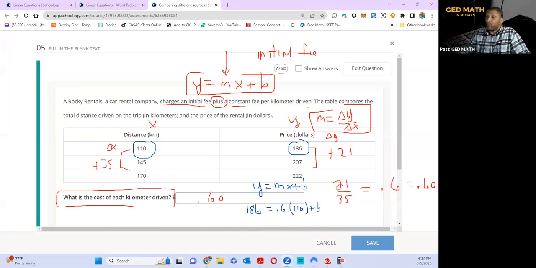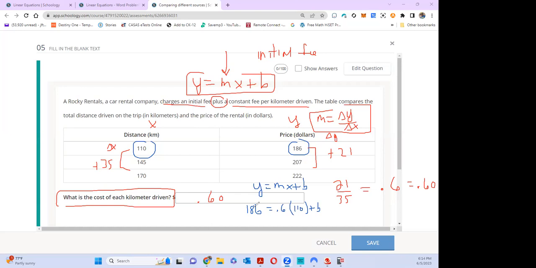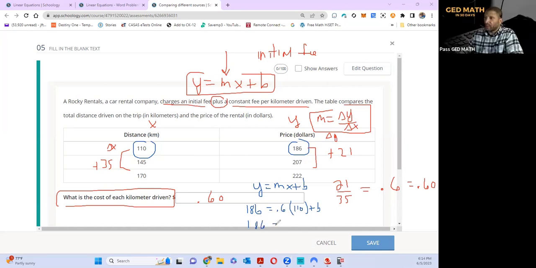Okay, so what I did with the mental math is I know 10% of any number is I move the decimal one place to the left. So if I move the decimal one place to the left of 110, that's 11. So I just multiply that by 6 and I get 66. So 186 equals 66 plus b.